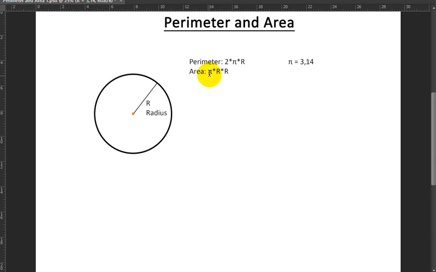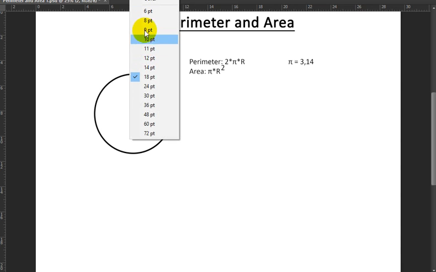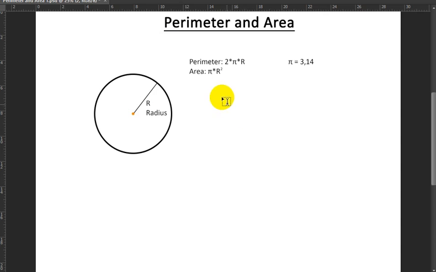And then to find the area, I need to do pi times r times r. Now because these are multiplications, this is the traditional way of writing these. 2 pi r is the most traditional way of writing the perimeter. And here it would actually be pi r squared. That would be the most traditional way to write this. But instead of that, we're just going to leave it as pi times r times r.